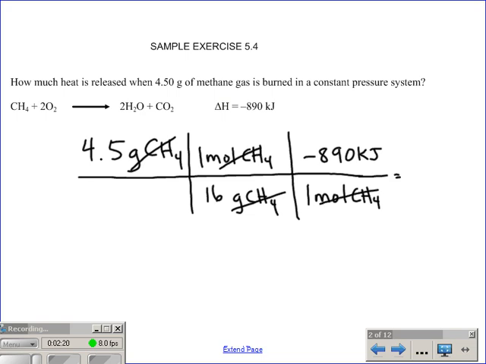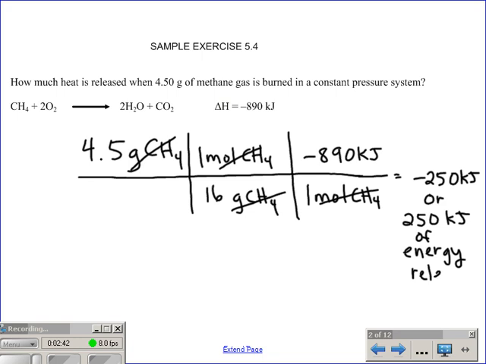So that's a new concept there, going from moles to energy versus a mole to mole ratio or moles to grams. When we do the math, we find that this is negative 250 kilojoules of energy, or we can say that 250 kilojoules of energy was released. And that's about as difficult as those problems get.